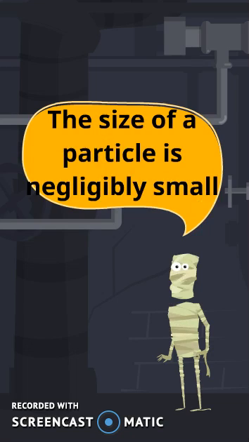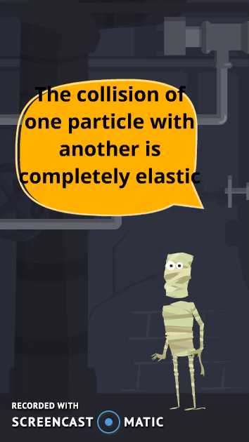The size of a particle is negligibly small. The kinetic molecular theory assumes that the particles do not occupy any volume even though they have mass. This is justified by comparing the very, very small gas molecules to the large space between them. The collision of one particle with another is completely elastic. This means that energy is exchanged but never lost. They have no stickiness.